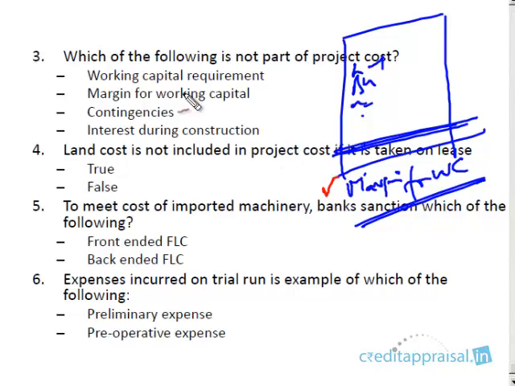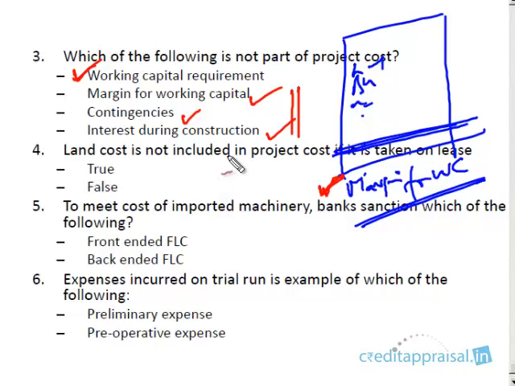This is not the total working capital requirement. This is only the margin, the promoter's margin. Margin for working capital. So the answer is the first option. This is not a part of project cost. Margin for working capital is part of project cost. Contingencies can be a part of project cost. Interest during construction, yes. Preliminary and pre-operative, this is clubbed under preliminary and pre-operative expenses. So these 3 can be part of project cost. This is not a part of project cost.